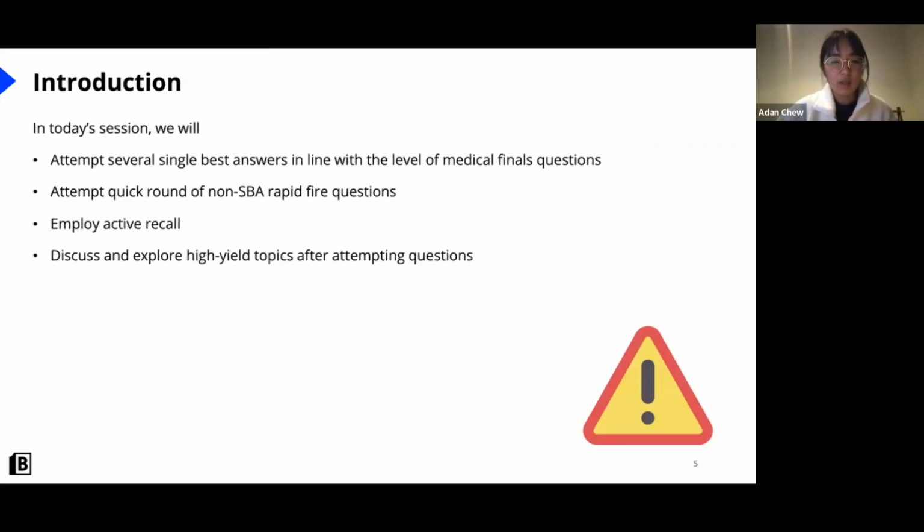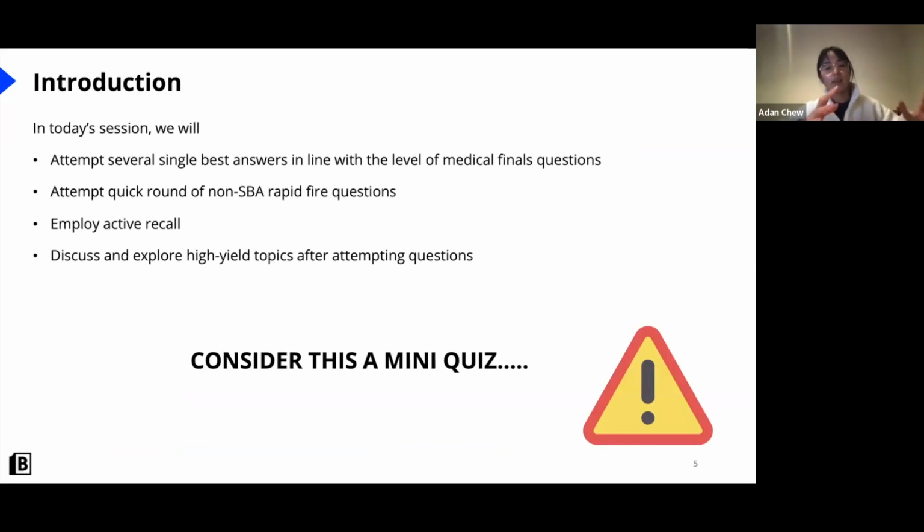So the general structure of today's session will be we'll attempt several SBAs at the start, and then we'll come up to a top decile question for anyone who's aiming to fly high, and we'll end with a couple of rapid fire questions to get us thinking and our medical instincts on point. And feel free to stop and discuss any questions and put it in the chat if any of you want to do so.